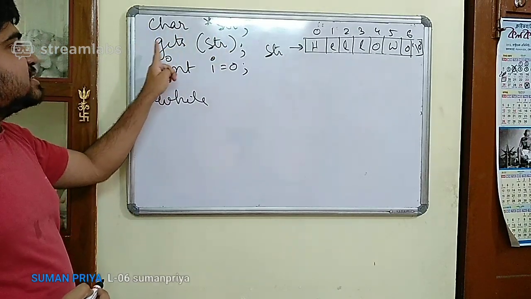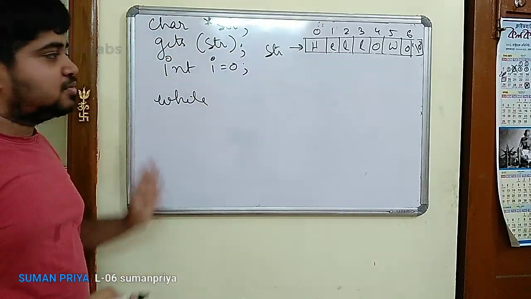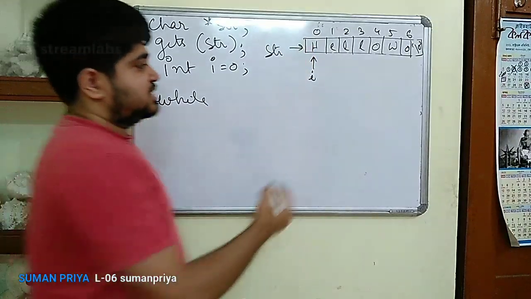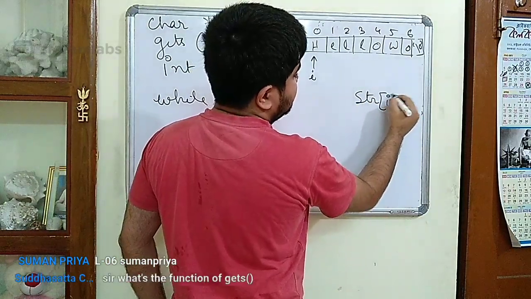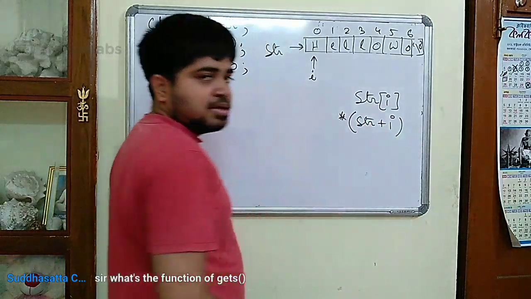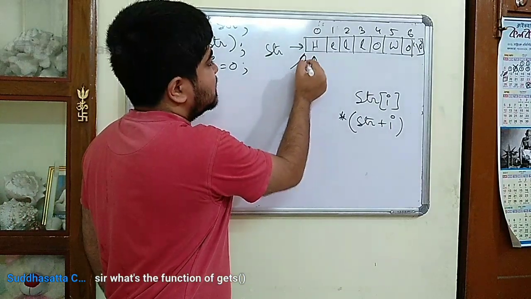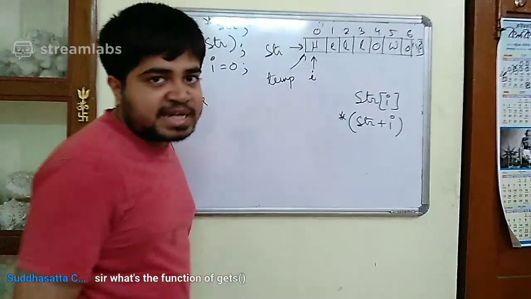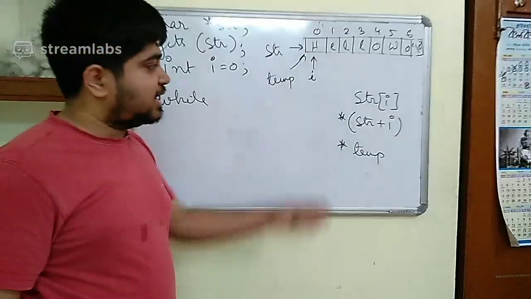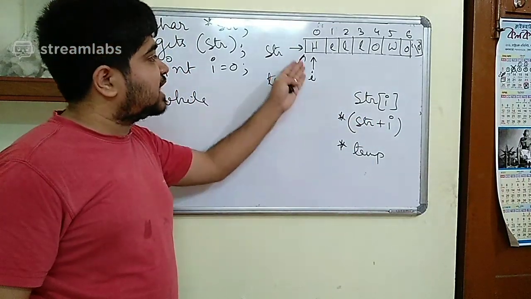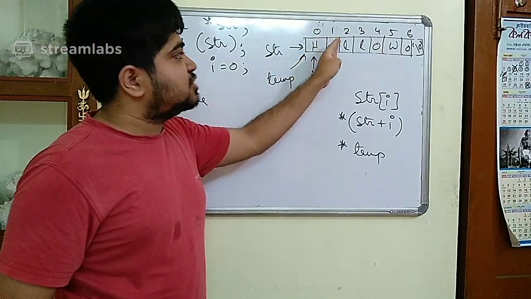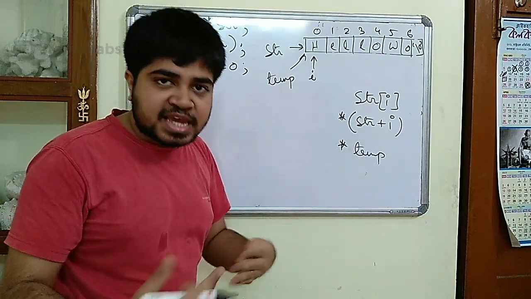This is the character string that we have: char star str, gets str, int i equal to 0. So i is over here, and I need to get the content of this. Simply specify str of i, or star of str plus i, or use a separate pointer temp and use the content of temp. So these are all the ways with which we can access each of the locations.